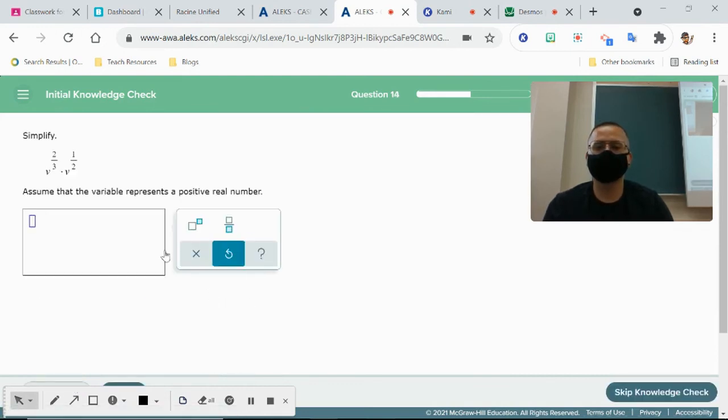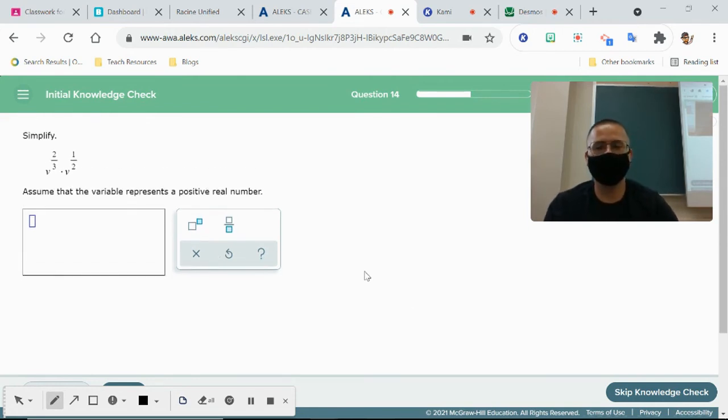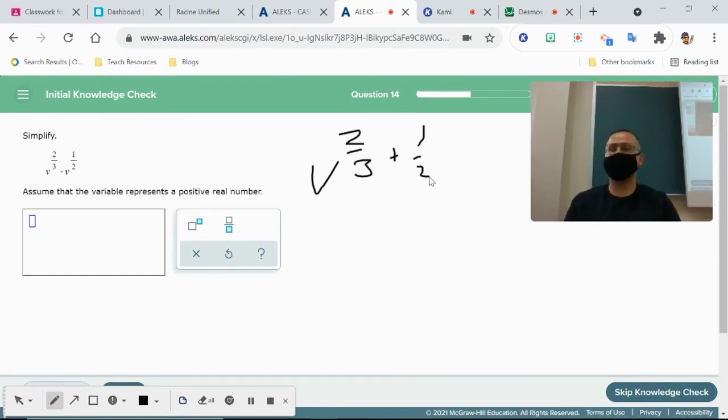Okay. So this is more exponent properties. When you multiply, you really add. So it's really going to be v to the 2/3, and this is weird with the fractions, plus 1/2. So you have to remember your fraction rules here, right? You cannot add fractions unless they're the same denominator. So we have to find the least common denominator.